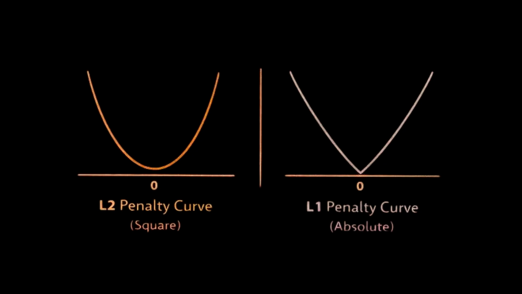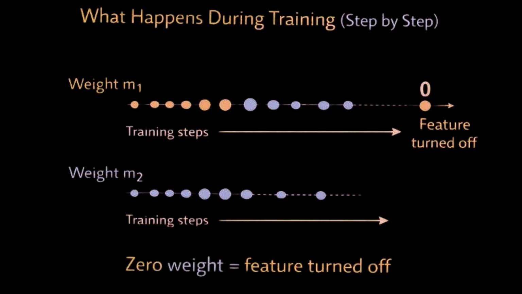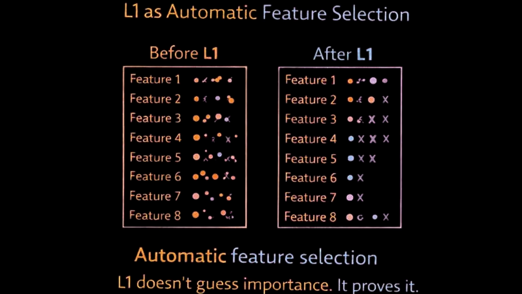Gradient descent behaves differently near sharp corners. Once a weight gets close to 0, L1 tends to push it exactly to 0. 0 becomes a stable solution. During training, something interesting happens. Some weights keep updating, others shrink, and then stop moving entirely. When a weight reaches 0, that feature no longer affects predictions.